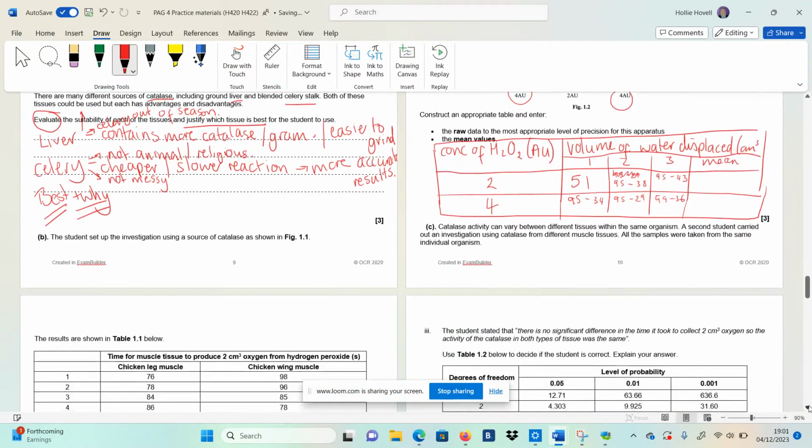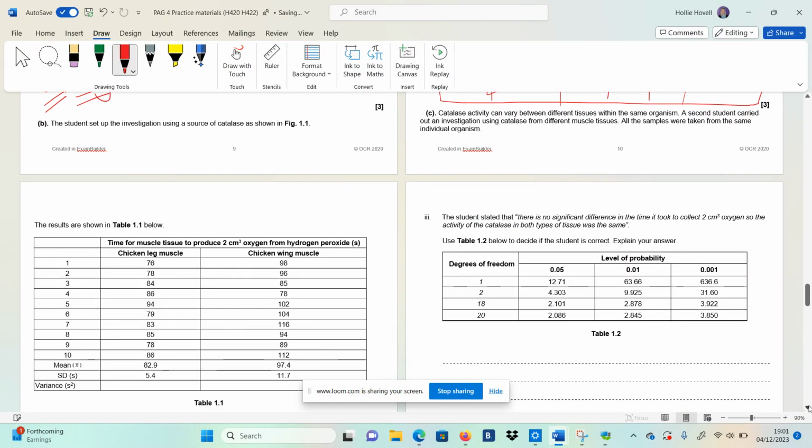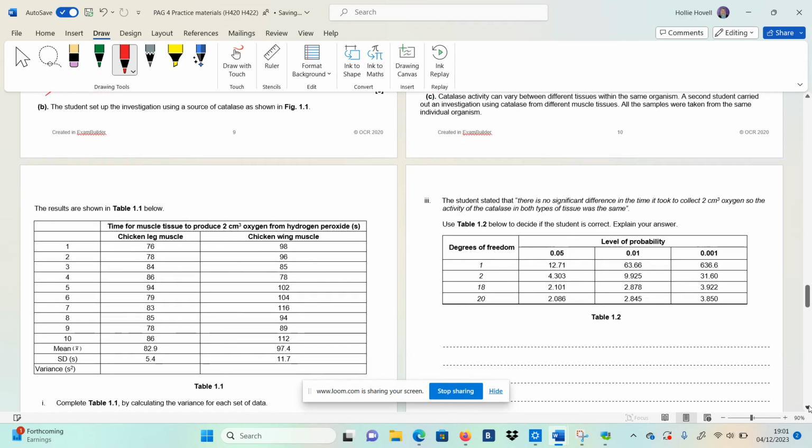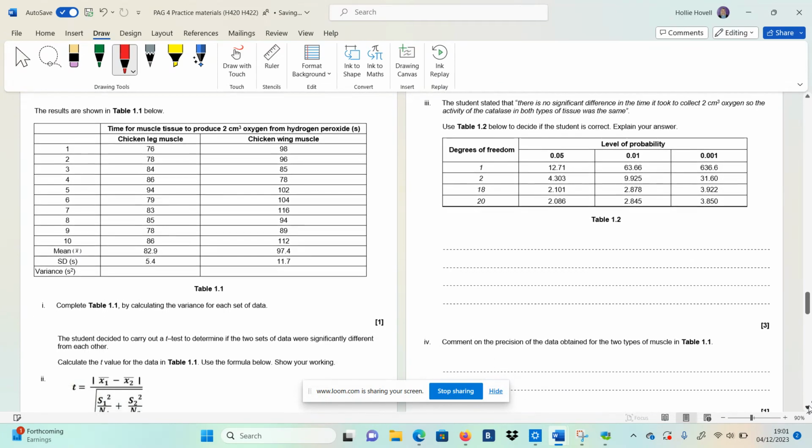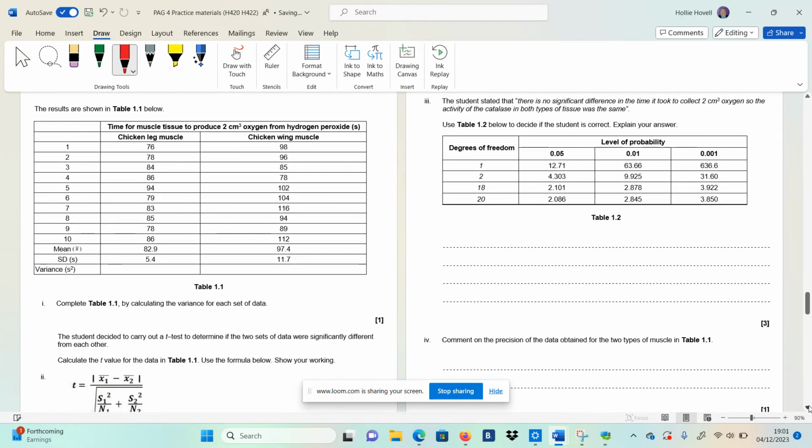Part C, catalase activity can vary between different tissues within the same organism. A second student carried out an investigation using catalase from muscle tissues. All the samples were taken from the same individual organism. The results are shown in the table below. Complete table 1.1 by calculating the variance for each set of data.